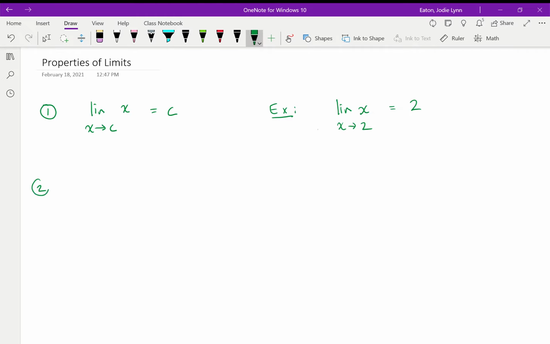Okay. So if we have a constant function, let's say the limit of a as x approaches c, where a is some constant, that is going to be equal to a. You can think of that as like a horizontal line. So an example here would be the limit of 5 as x approaches 2. Well, if our function is always 5, we don't really care what x is doing. So that is still going to be equal to 5.